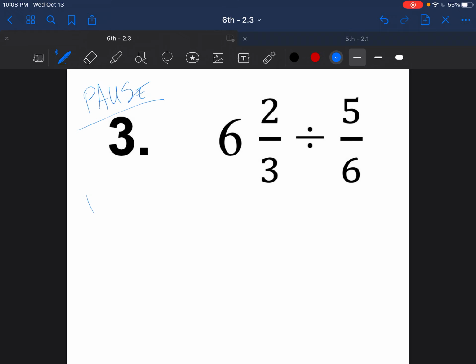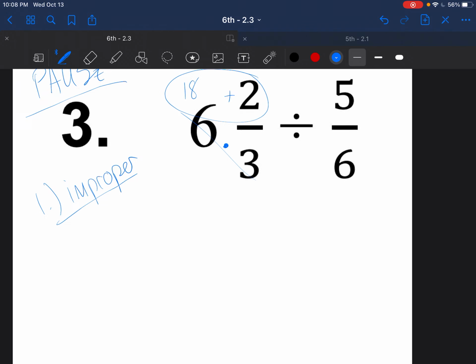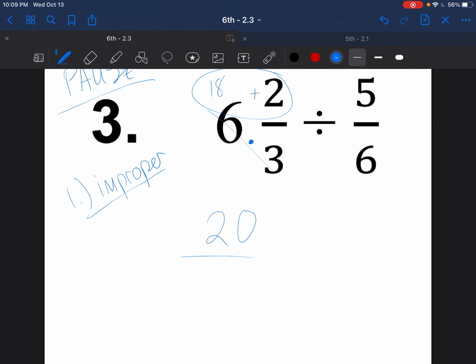Alright, step 1. Step 1 is you need to turn this into an improper fraction. So to do that, we're going to multiply this, and then we are going to add this. Well, if you have your fraction chart, or if you know this off the top of your head, 6 times 3 is 18. And then 18 plus 2 is going to give you 20 over 3. Rewrite your problem, 5 over 6. Step 2, we wrote it down.